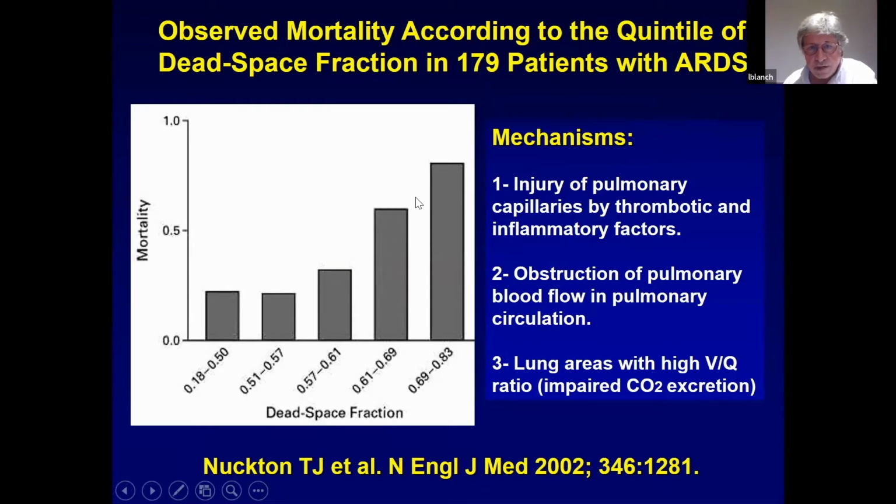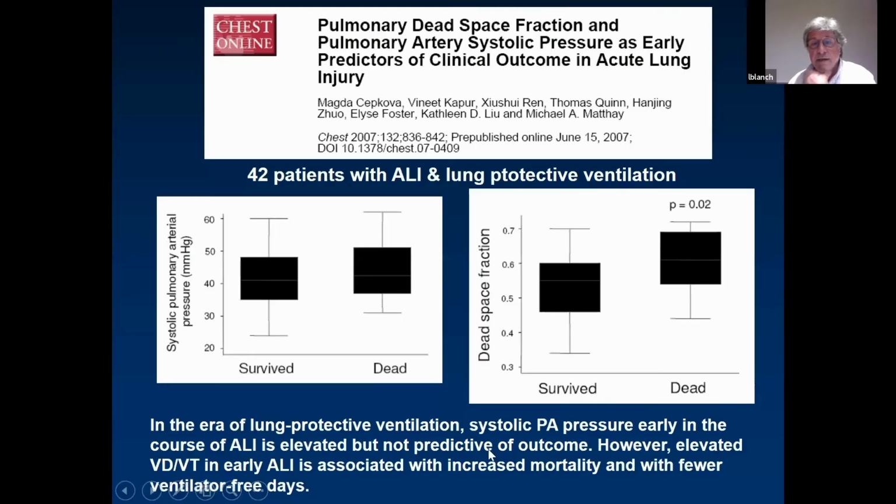So more dead space, more mortality, and then for the mechanisms, they said that probably it is injury of pulmonary capillaries by thrombotic or inflammatory factors, obstruction of blood flow in the pulmonary circulation, or lung areas with high V/Q, because then the CO2 excretion is impaired. After that, there are other papers, and this one is particularly important because the situation is completely different before and after the era of lung protective ventilation. Before the era of lung protective ventilation, a marker of survival in patients with ARDS was pulmonary hypertension.